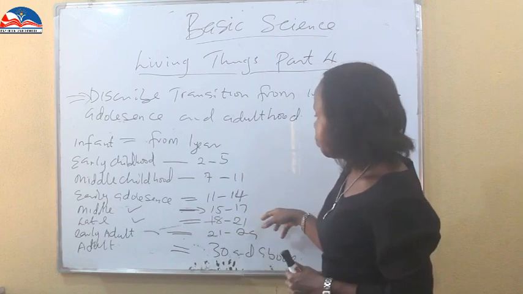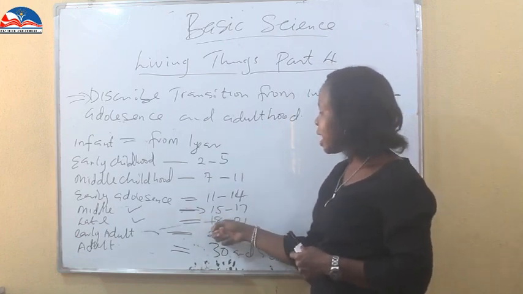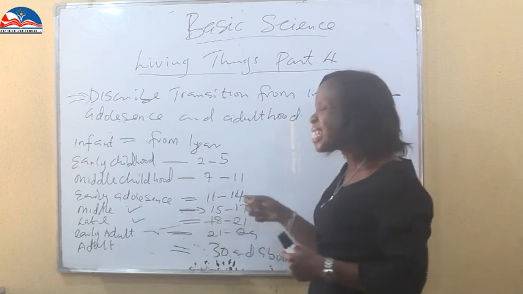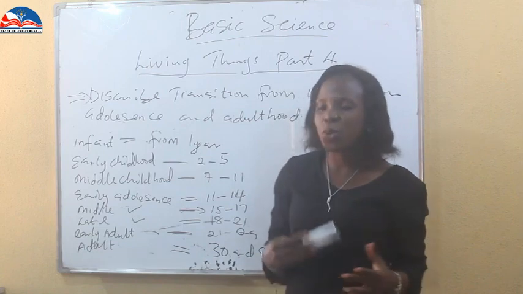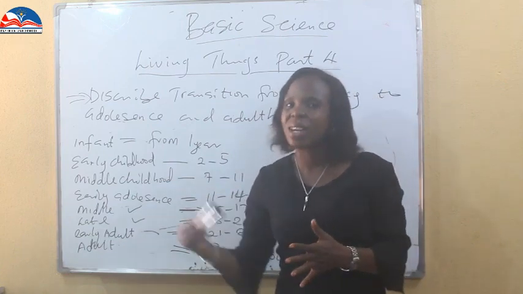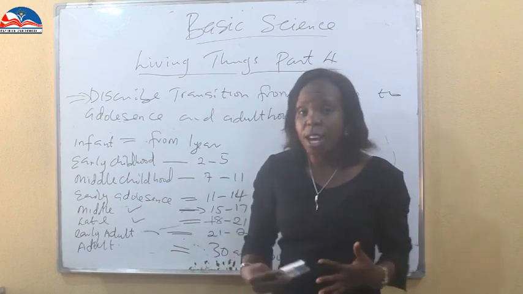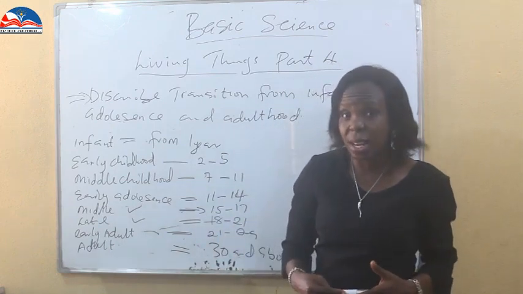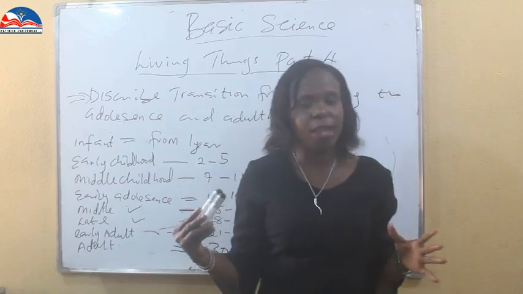Then we go to the late adolescents. It's between the age of 18 to 21. At this time, some of them tell you they are young adults. Yes, they are young adults, but we still consider them late adolescents. They still need guidance. Even if they have come of age to make some certain decisions in their life, they will still need to be guided in some areas of life.